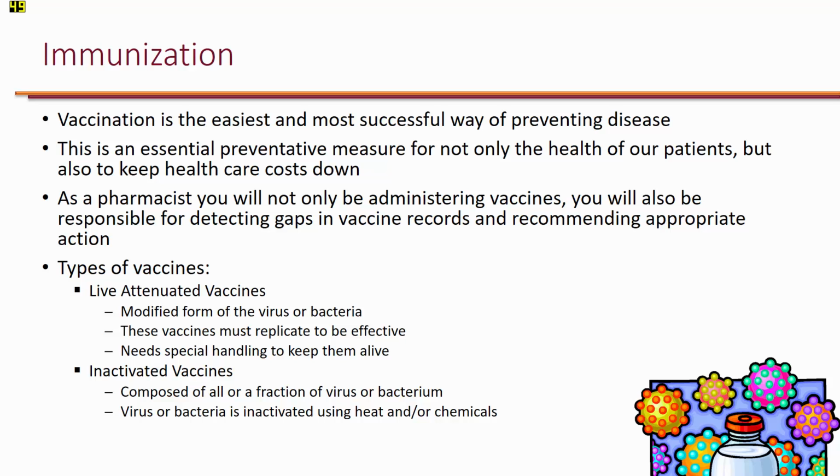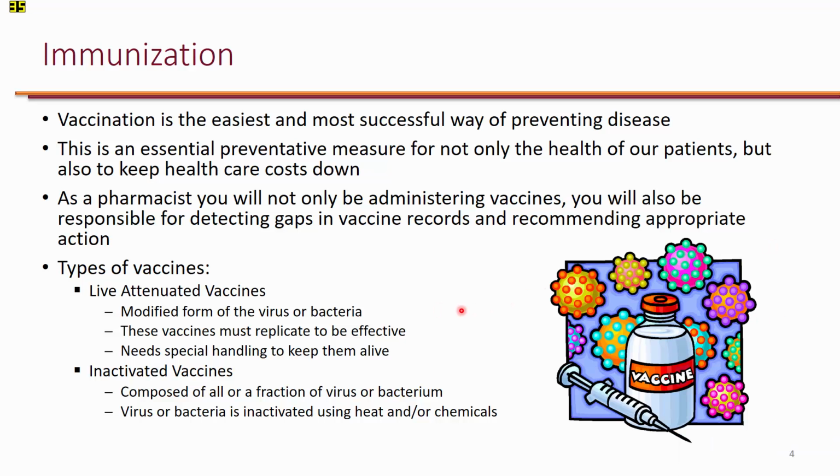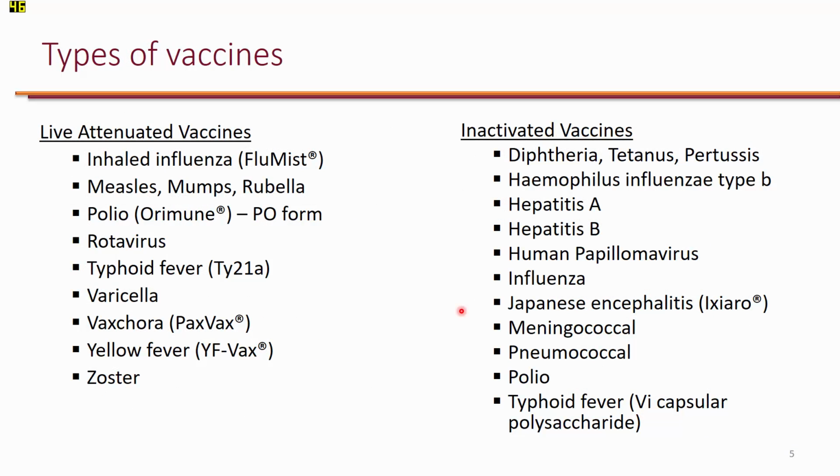In general, there are two types of vaccines: live attenuated vaccines and inactivated vaccines. Live attenuated vaccines are modified from the virus or bacteria. These vaccines must replicate to be effective, and they need special handling to keep them alive. Whereas inactivated vaccines are composed of all or a fraction of virus or bacterium. Virus or bacteria is inactivated using heat and/or chemicals. Now here's a list of different vaccines by whether they are live attenuated vaccines or inactivated vaccines.